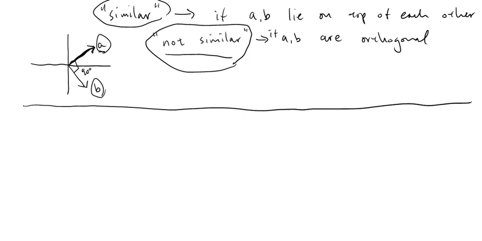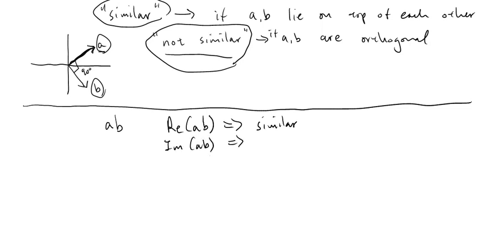Let's start off with a candidate being just the simple product of these two complex numbers. Let's suppose that if we take the real part of this simple product, then that will give us an indication of how similar these two are. But if we take the imaginary part of the product, then that will tell us how not similar those two numbers are. Let's see if this is a reasonable assumption.